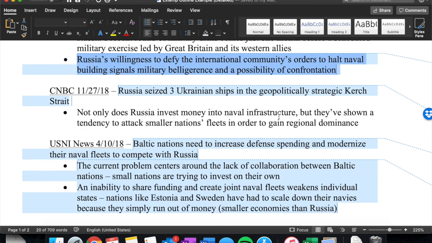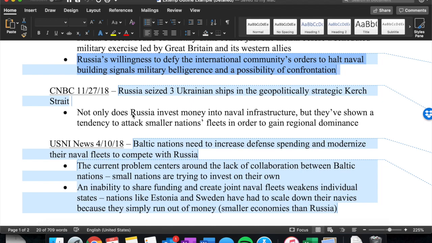A bad version of this would be if he just talked about Russia expanding their naval fleet. Now that may or may not be a bad thing, right? He needs to prove that the naval fleet expansion shows that Russia is willing to defy international norms and thus shows that they have a willingness to be aggressive.